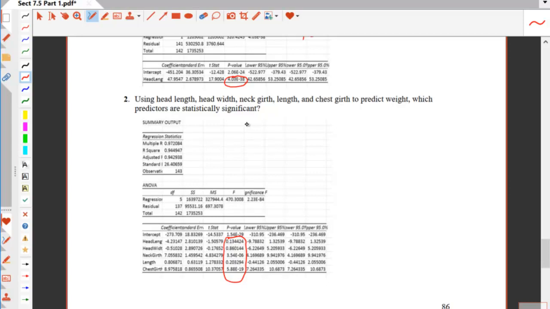For head length, when I have all of the models together now, the p-value for head length is 0.13. That's bigger than 0.05. And so now head length, in combination with all of these, is probably not so significant. Neither is head width, but neck girth is 3.54 times 10 to the negative 6. That's small. Length, not so small, and chest girth, very small. So P is less than 0.05 for neck girth and for chest girth.